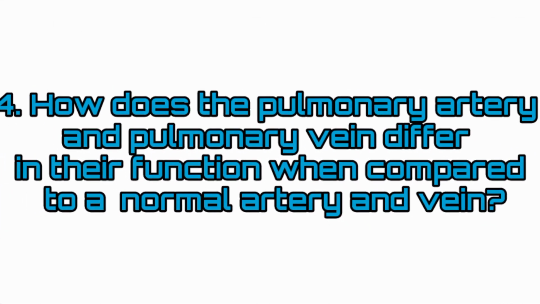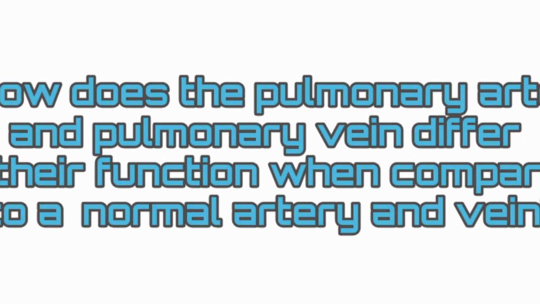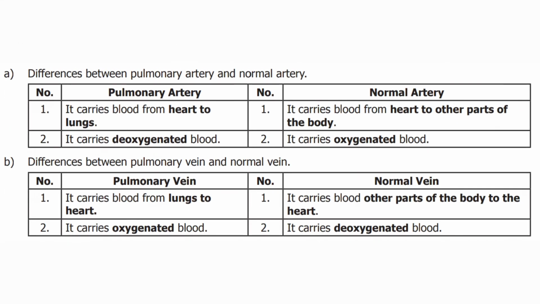Fourth question: how do the pulmonary artery and pulmonary vein differ in their function when compared to a normal artery and vein? Answer: differences between the pulmonary artery and a normal artery. The pulmonary artery carries blood from the heart to the lungs. A normal artery carries blood from the heart to other parts of the body. The pulmonary artery carries deoxygenated blood. A normal artery carries oxygenated blood.